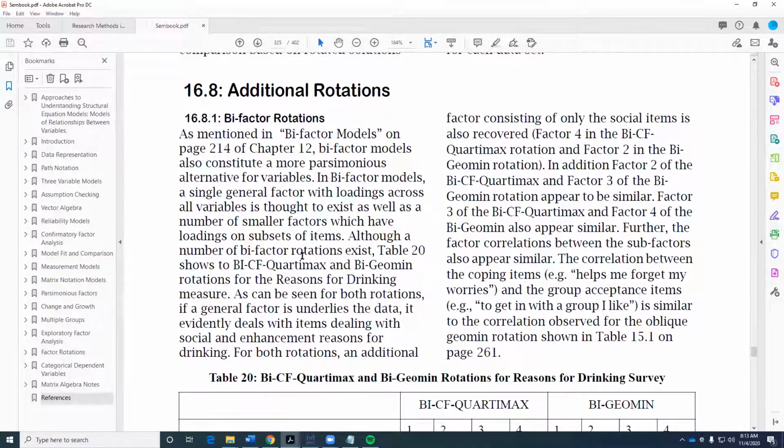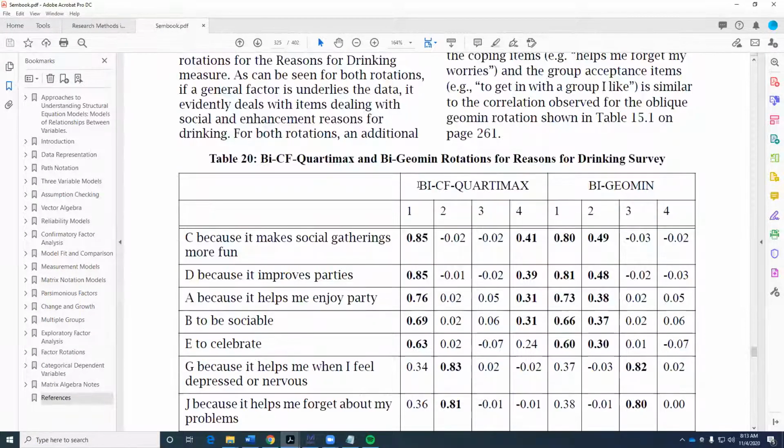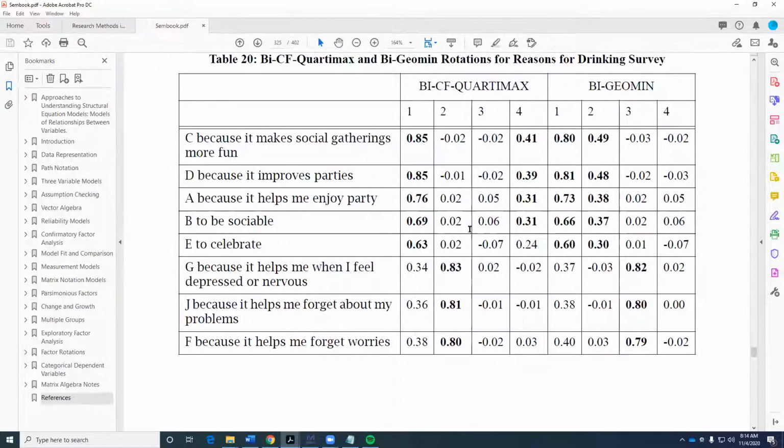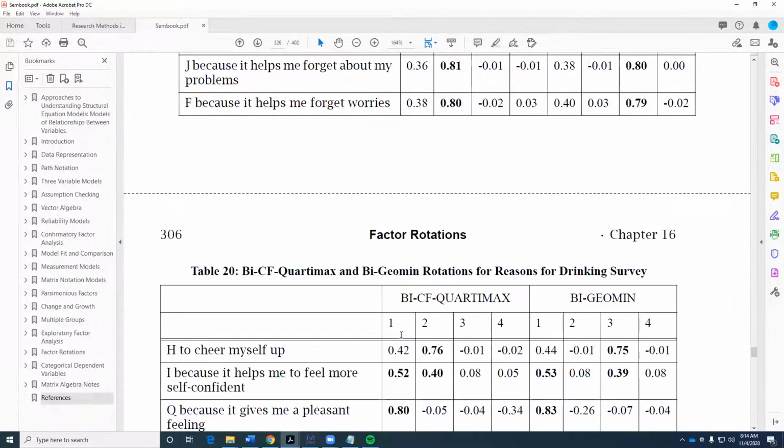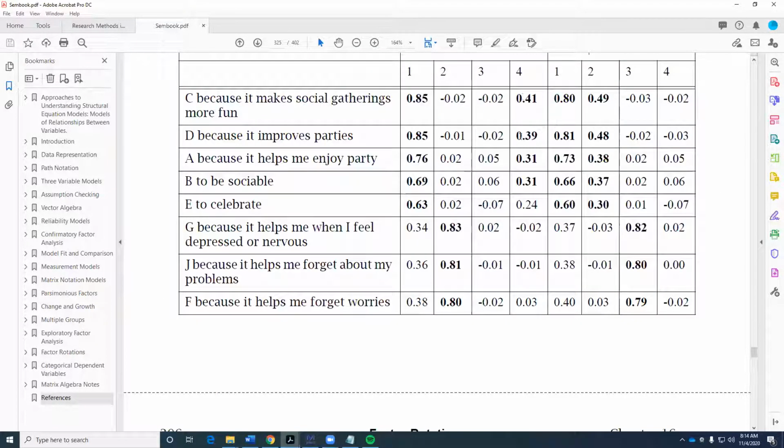So in terms of that, there are 2 models out there, for the same reasons that Varimax and Quartimax are kind of different rotations you want to consider. There is a bifactor Crawford-Ferguson Quartimax and a bifactor Geomin that you can look at. What that program is going to do is try to extract one factor with the biggest loadings, and then a bunch of little baby factors that will capture the rest of the model.